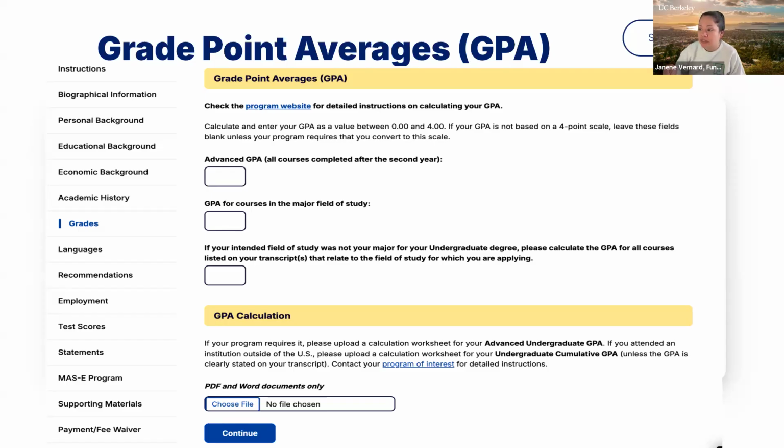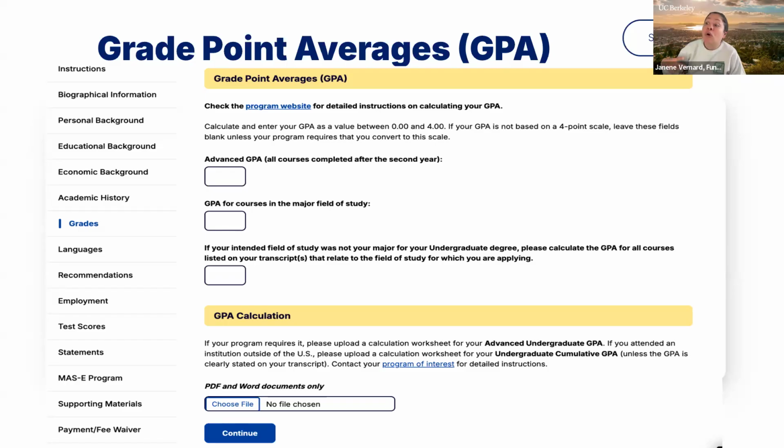Please convert them, and you can include advanced GPA, which is courses after second year, which in the United States is typically 2 years. The first 2 years are breadth courses and, in general, courses that all students take. Then years 3 and 4 are usually more dedicated to your major and subject matter courses. So that is the advanced GPA.